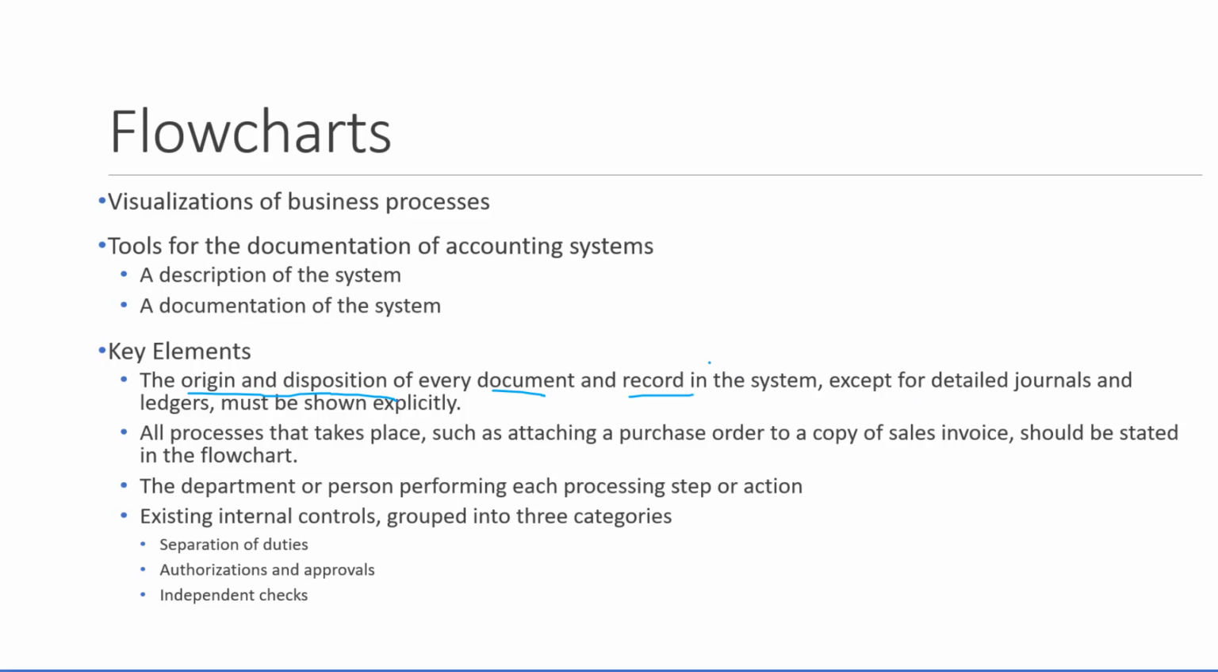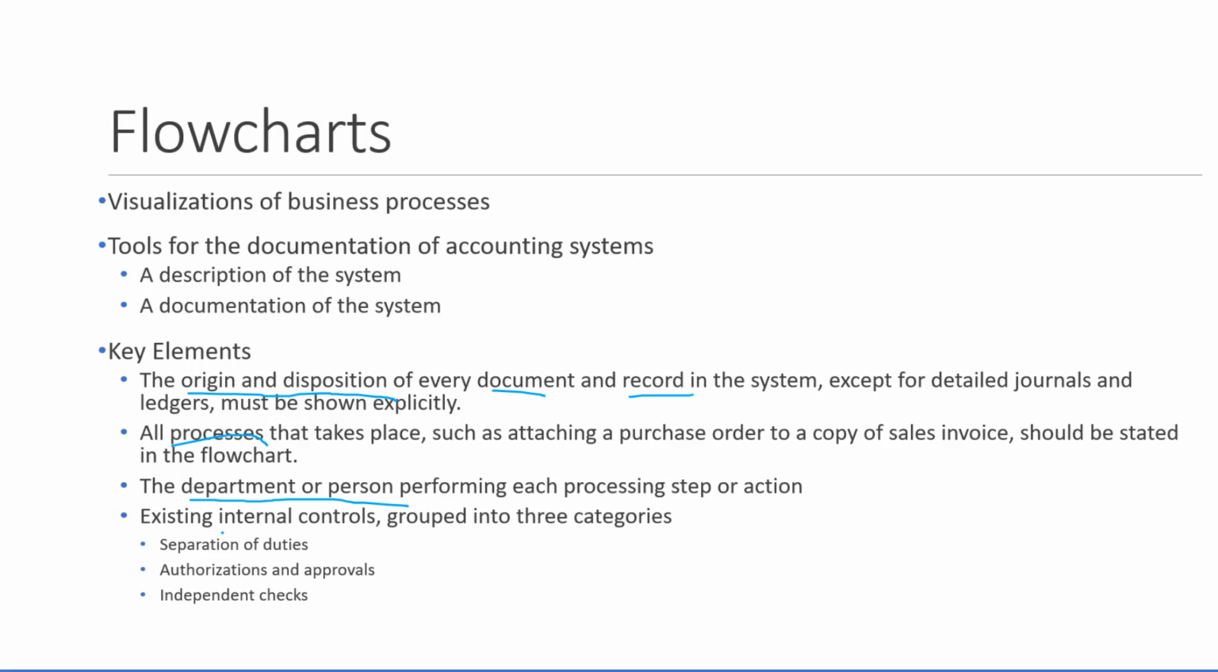The second element is all the processes that take place. For example, in the process, we need to attach a purchase order to a copy of the sales invoice, and we should state this in the flowchart. Okay, so all the processes. And the third element is the people, so the department and person who perform this process, and then we need to show that in the flowchart.